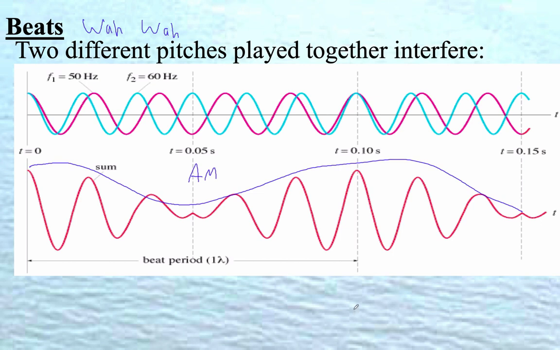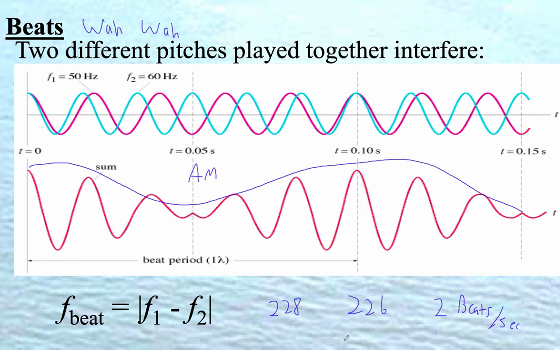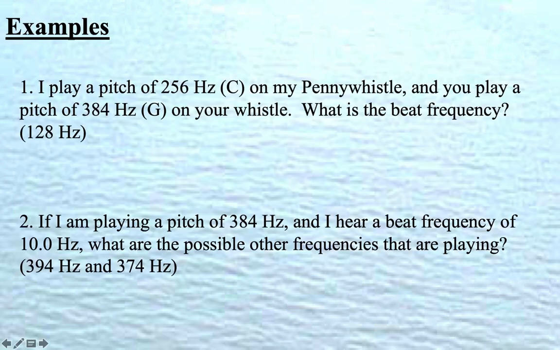The formula for it, though, is very, very complex. The beat frequency is just the difference in the frequencies. Okay, so for example, if you've got 228 hertz and 226 hertz, you're going to hear 2 beats per second. Okay, and the absolute value is just if you're unclever enough to subtract the larger from the smaller. There's no negative beat frequency. Okay, let's look at some of these here.